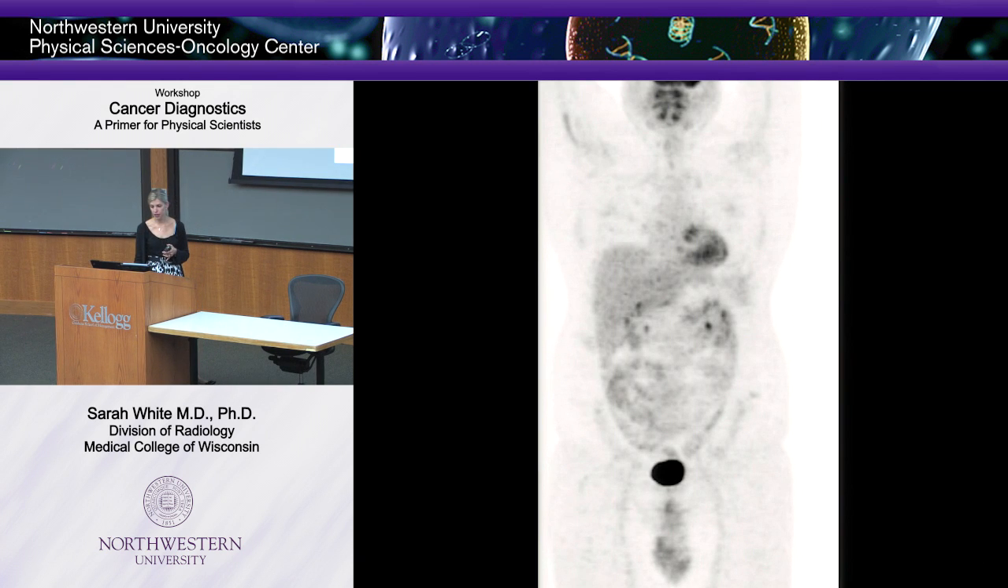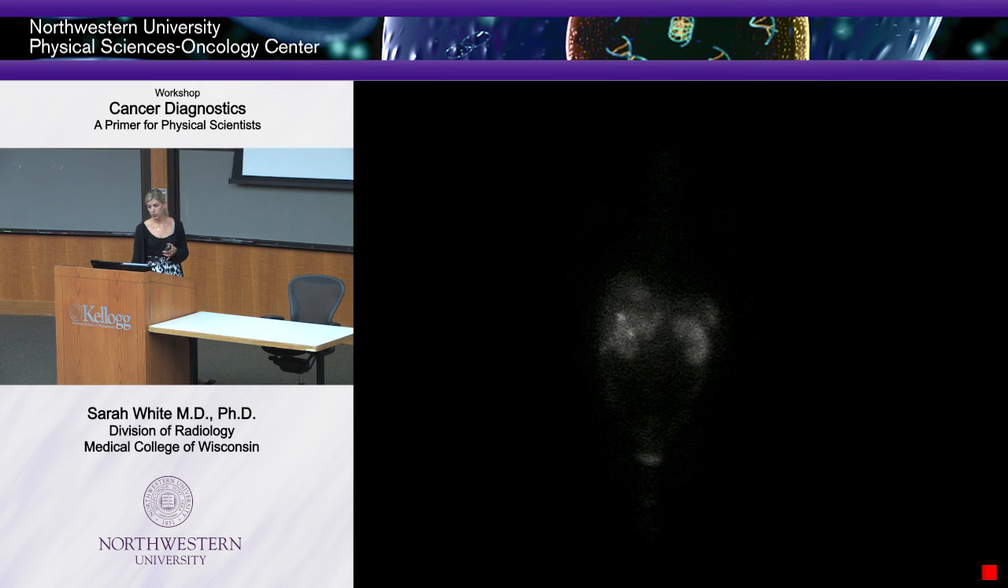Is anything hot on PET? So we didn't see anything hot on PET. This is probably the liver tumor that we saw before, still some activity. And we did our Octreo scan, and you can see there's only uptake in the liver. So he does not have extrahepatic disease.